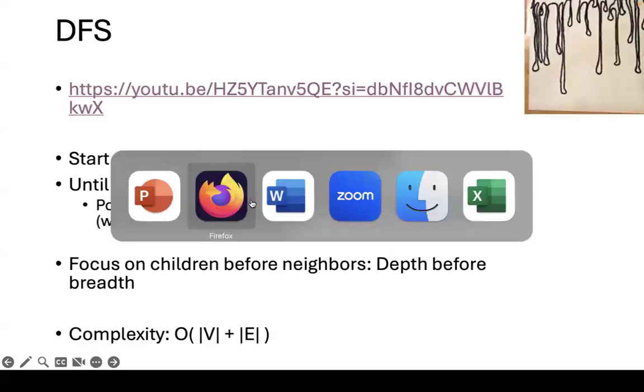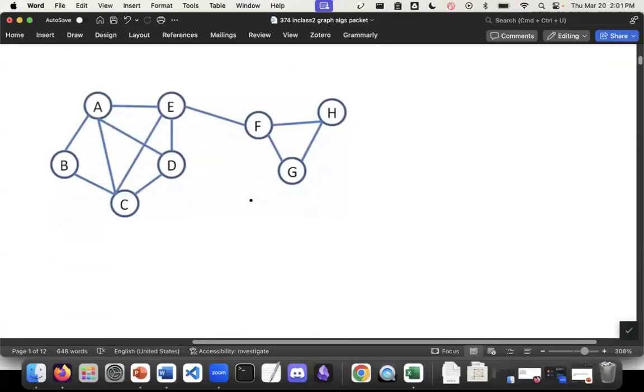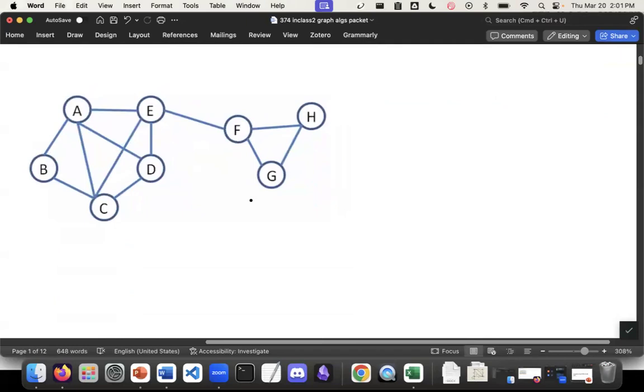Okay, so let's maybe look through this second one. If you've got this, then maybe you want to keep working on the other ones that you were doing. But let's look at the case where we start from H, and I'm also going to draw the DFS tree as we go. So we start from H.